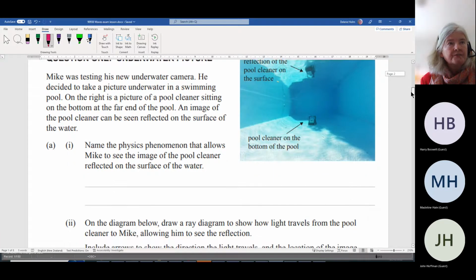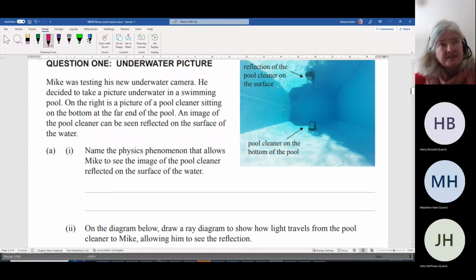So here's the first one. As I say, this is the 2017 paper. I've just taken sort of screenshots so I can scribble using this one rather than trying with a PDF. So they often do give photos and so on, and that's to help visualize it more. So basically what we're saying, Mike's in the pool, there's something on the bottom of the pool, but he's seeing it up top there. So name the physics phenomenon.